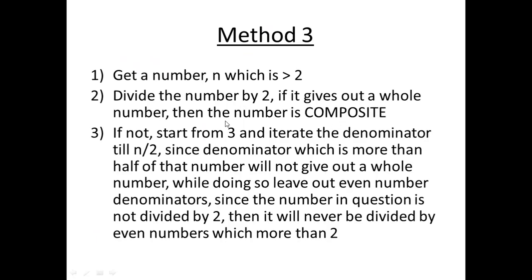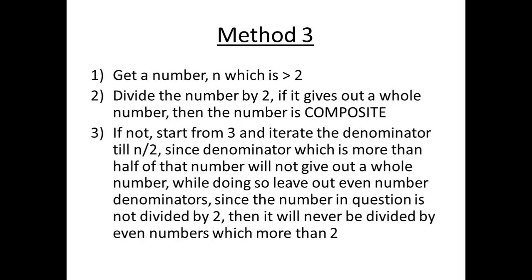Method 3. Here also we get a number which is more than 2. First we will divide the number by 2. If it gives out a whole number, then the number is composite. That's fine. Then we start from 3 and we go up to n by 2, as in method 2. But the one thing we have to remember here is we are not going to divide the number by even numbers which are more than 2, because once you try with 2 and the number is not dividing by 2, that means you don't need to divide by 4, 6, 8, 10, 12 like that.